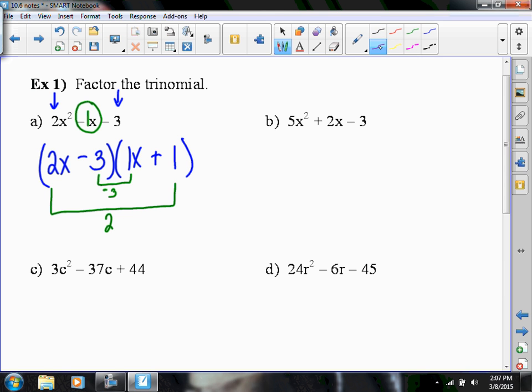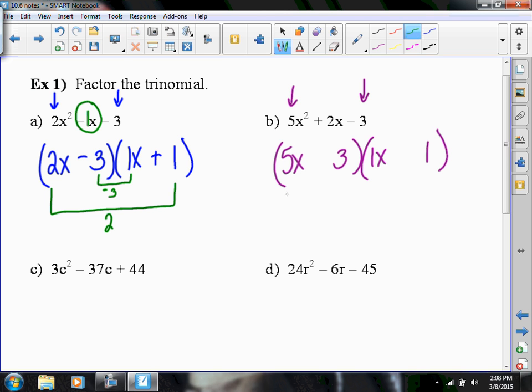Okay, for part B, same process. I need the factors of 5 and the factors of 3. So the factors of 5 are just 5 and 1. So I'll need a 5x and a 1x. And the factors of 3 are going to be 1 and 3. Again, it doesn't matter where I put them.